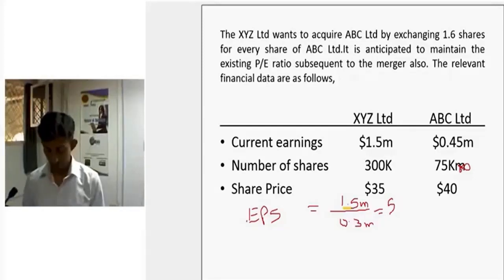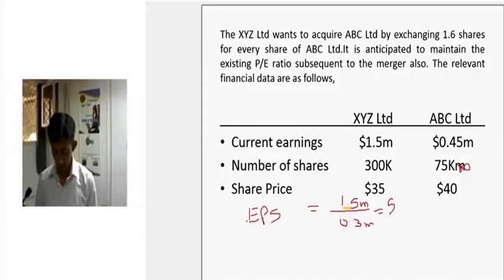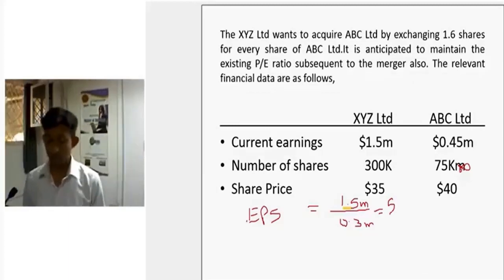0.45, that is 450,000 divided by 75,000, it's gonna be 6. So we got the earnings per share of the two companies, right?